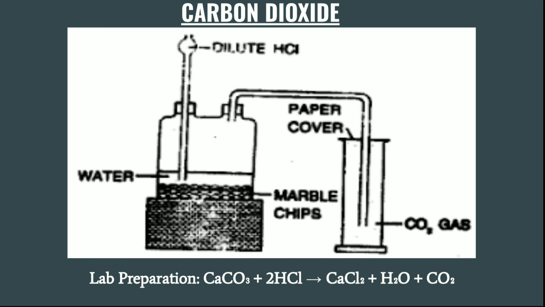So see, this is the preparation, how it is done. This is the Wolf's bottle. These are the marble chips. Then the acid is added to it. And this is the delivery tube through which the carbon dioxide is collected in the gas jar. So this will be the diagrammatic representation of the lab preparation of carbon dioxide gas.